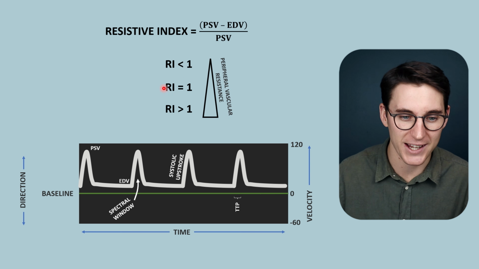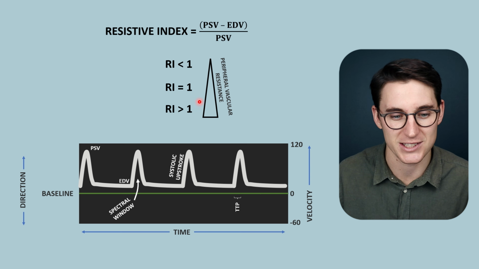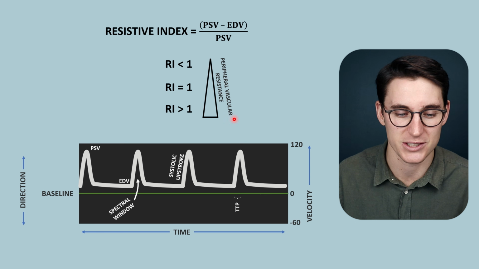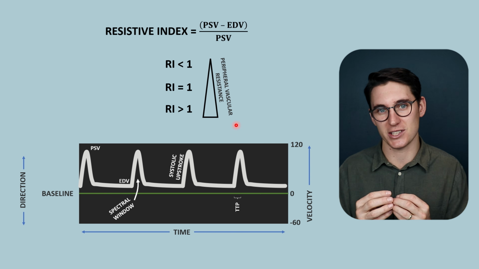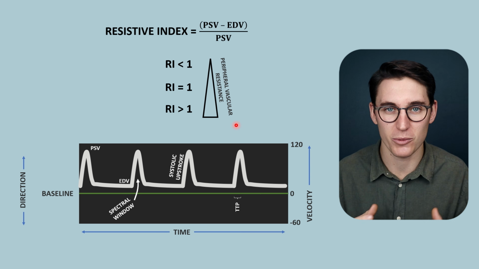So we can see that a low resistive index means low peripheral vascular resistance, and the higher the resistive index, the higher the peripheral vascular resistance. Now our body uses this resistance in order to titrate or shunt blood to where it is needed the most.